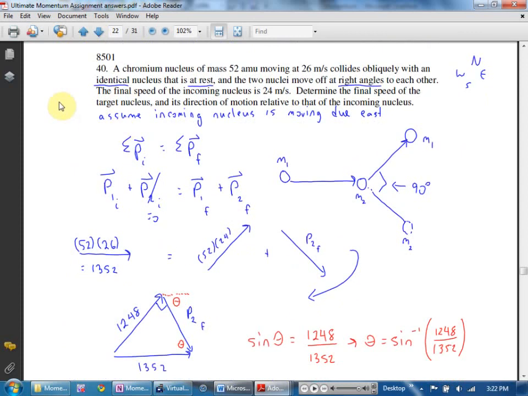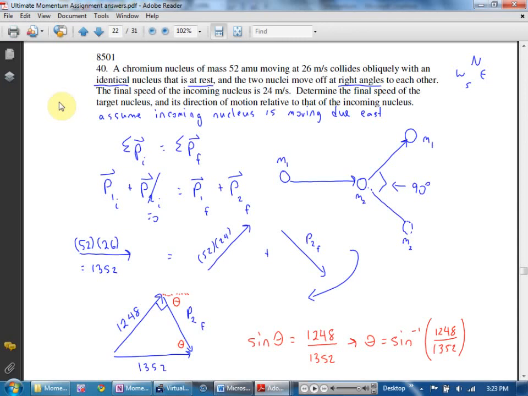Well, it's a collision, so sure. First thing I did to get a good picture is I wrote down, I'm going to assume the incoming nucleus is moving due east because that's the way that most of our collisions have worked. We had something move to the right. I said, collision, momentum. Okay with that? What's moving before the collision? Mass 1, mass 2, or both? Just mass 1. So I crossed out mass 2. After the collision, both are moving.